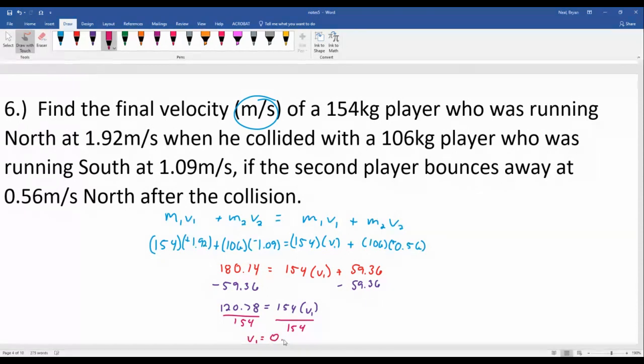Then 0.78, it's a velocity, so meters per second. All right, so you can see the person is still running north, but not as fast, right? About 40% of the velocity from before.